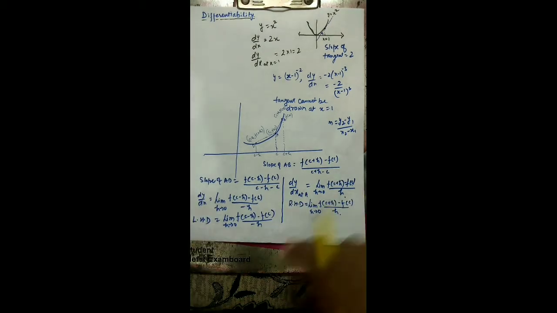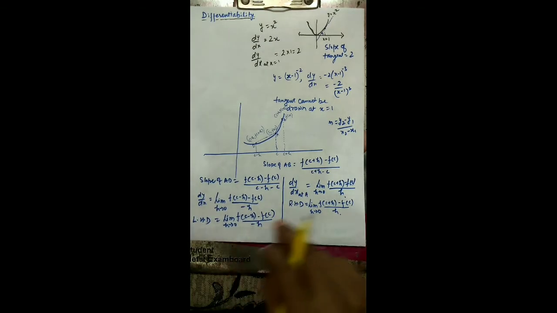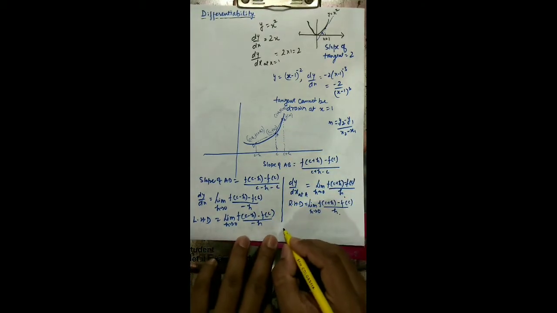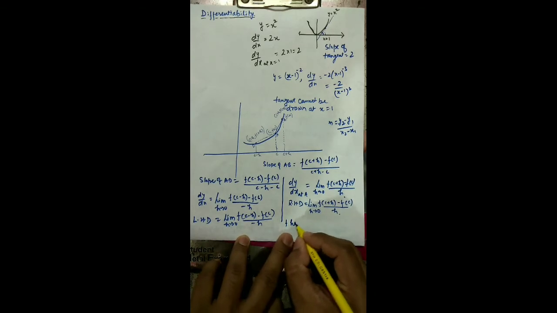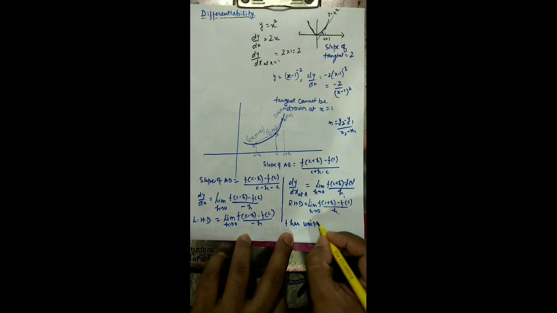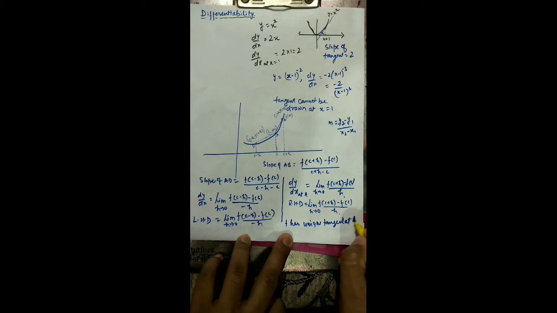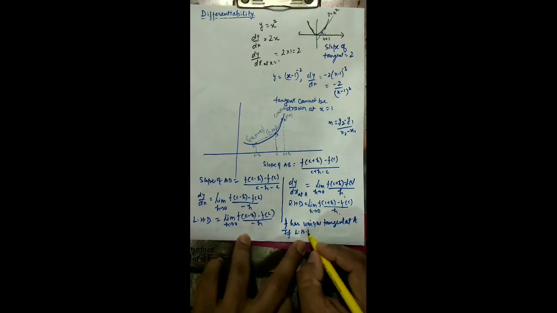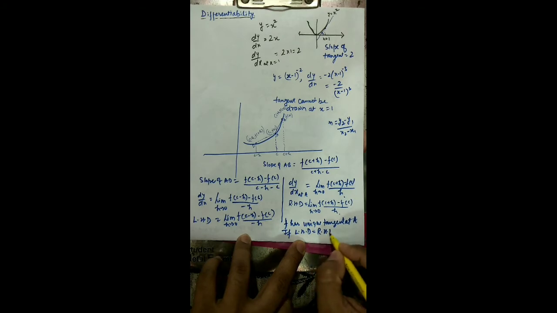So now you have seen what the left hand derivative is and what the right hand derivative is. We can now say a function is differentiable at point A if the left hand derivative and right hand derivative are equal. So function f has a derivative, f has a unique tangent at A, if the left hand derivative equals the right hand derivative.